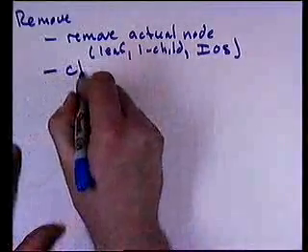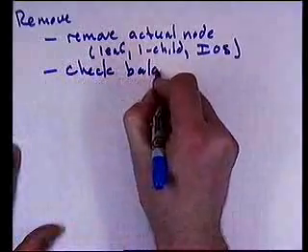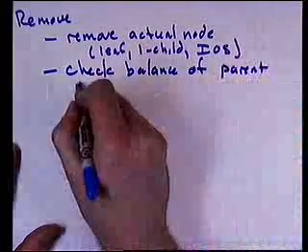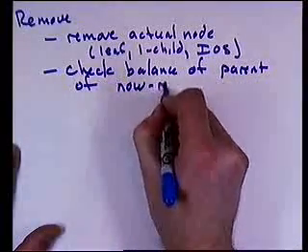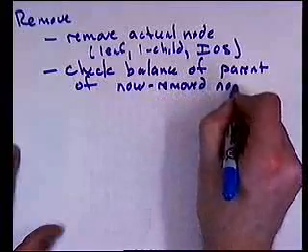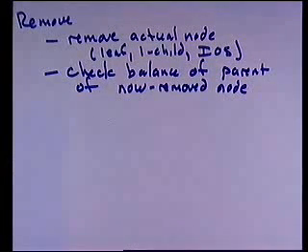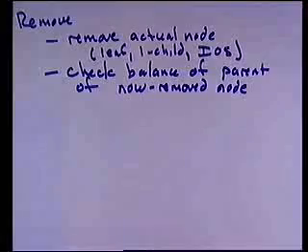And so what we say then is check balance of the parent of the now removed node. Or more specifically, the node you removed, when that node was in the tree, it had a parent. Now you've removed that node from the tree, but that node that used to be its parent is what you want to check. Of course, that parent no longer has the node as a child because you've gotten rid of it. But the one that was the parent of your removed node, when the removed node was still in the tree, that's what you check.